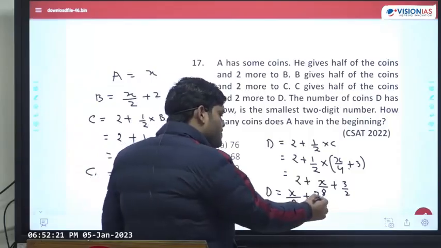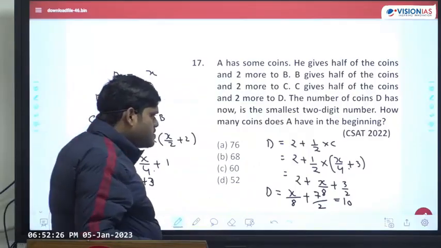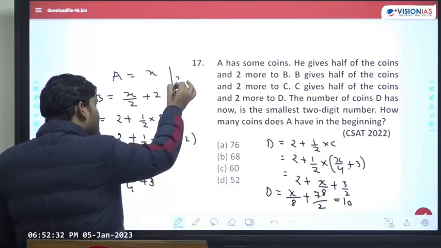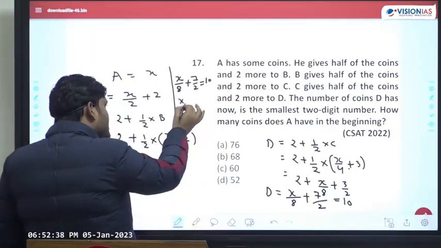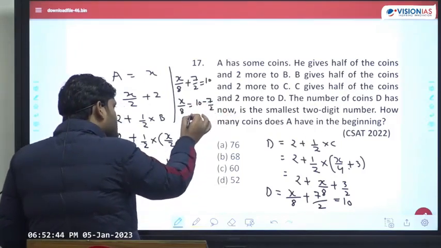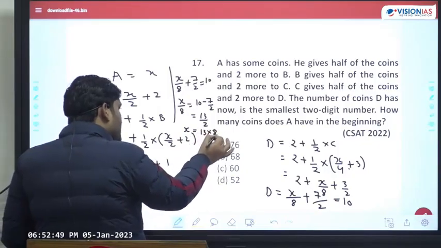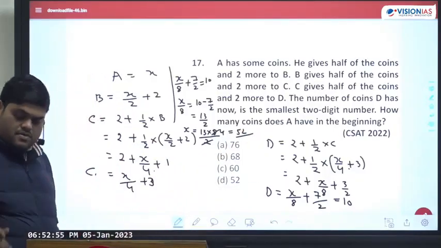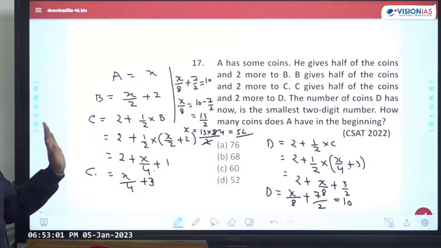Now we have been given that the value of D is equal to 10. So X by 8 plus 7 by 2 is equal to 10. So X by 8 is equal to 10 minus 7 by 2, which is 20 minus 7, 13 by 2. So X is equal to 13 into 8 by 2. X is coming as 52. The answer is the same. So nothing will change. The answer will remain the same.